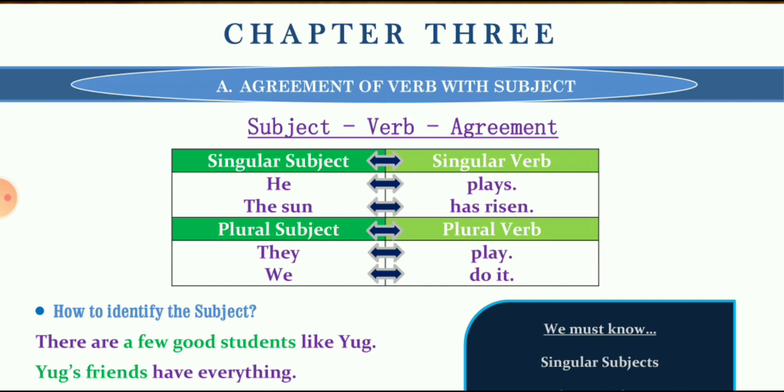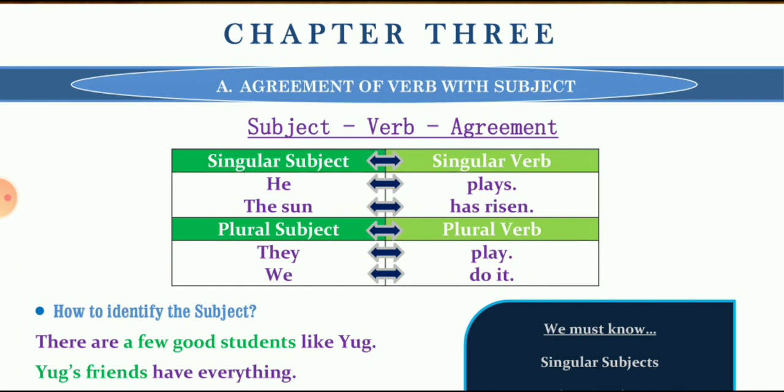As he is a singular subject, so plays is a singular verb. The sun is a singular subject, has risen, has is a singular helping verb. They is a plural subject, so play is a plural verb. We is a plural subject, so do is a plural verb.